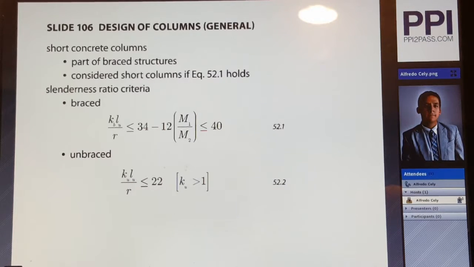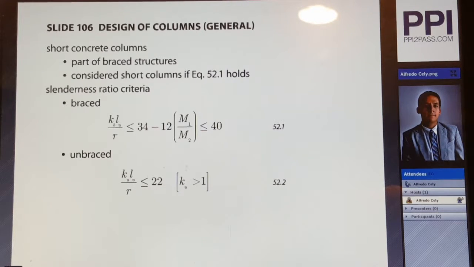M1 equals the smaller of the two end moments acting on a column, and it's the smaller in absolute value. Please, if you have a negative moment, it simply means that the moment is going in the opposite direction. It does not mean that it has a lesser moment or lesser bending force. M2 will be the larger of the two end moments acting on a column, again based on absolute value. So you can have a larger bending moment that is a negative moment. The value k sub B L sub u over r is the column's slenderness ratio.